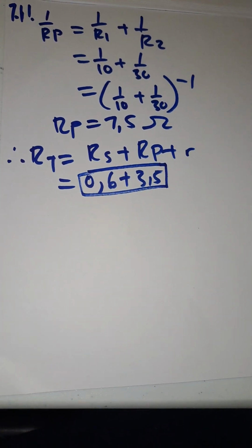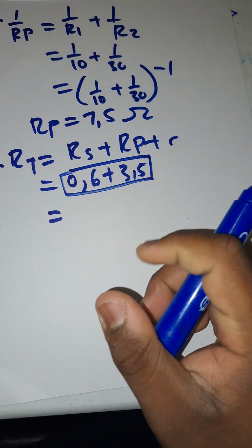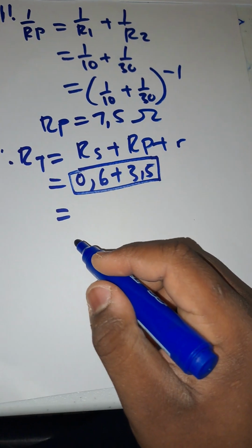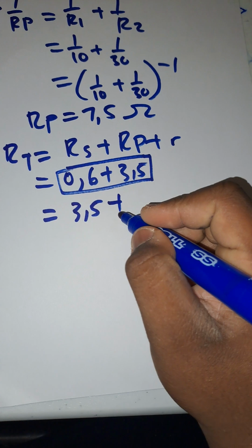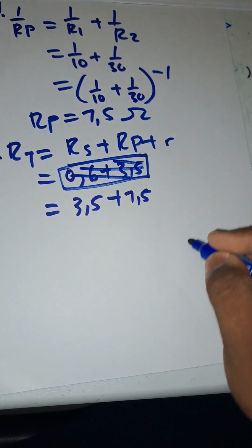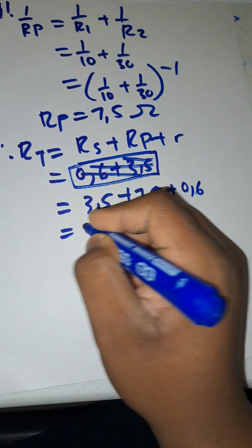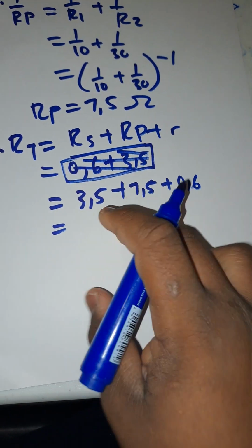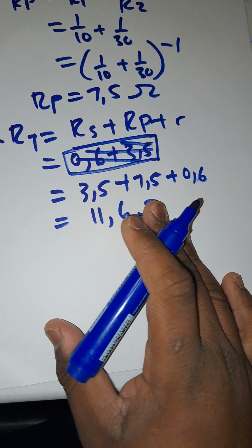There's something I want to tell you guys. We just calculated the resistors that were in parallel, right? So the one that is in series will simply be 3.5, which is that one, plus the one that was in parallel, which is 7.5. And then what is my internal resistance? 0.6. You see, it is now adding. So what am I gonna get? 3.5 plus 7.5 plus 0.6. Okay, so the answer is 11.6 ohms, the total resistance.